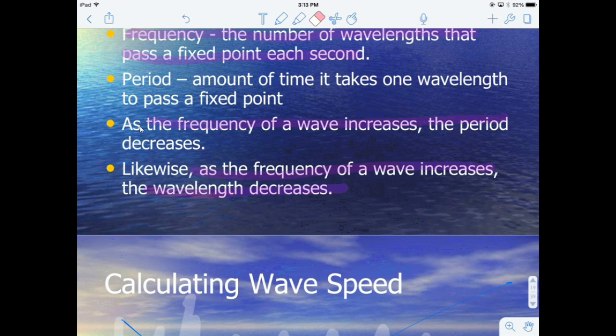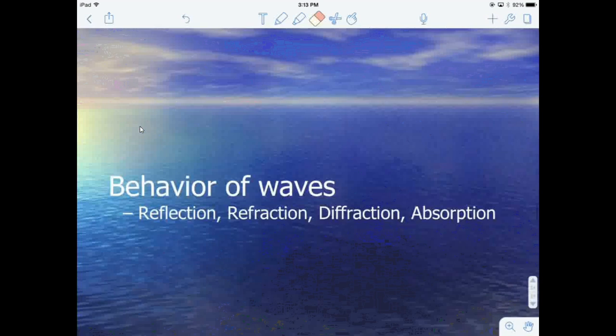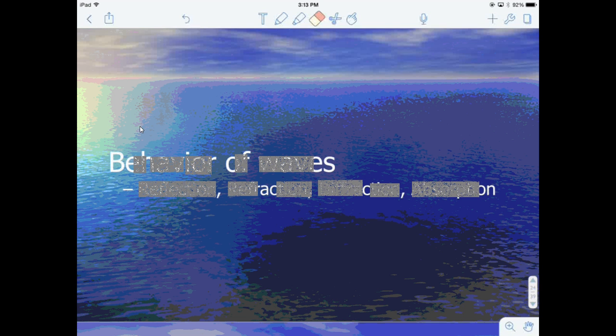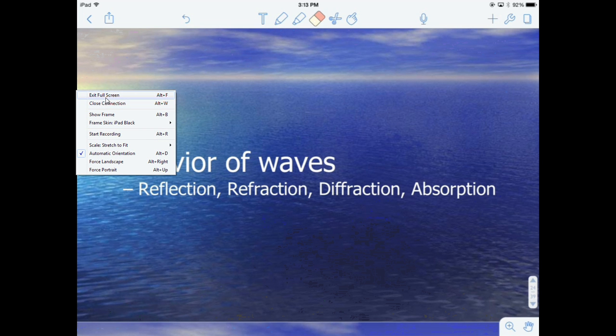I'm going to focus more on that than on the other. We're not going to worry about calculating wave speed. I'm not going to worry about that. The next video we'll talk about is the behavior of waves, which is what I actually want to get into.